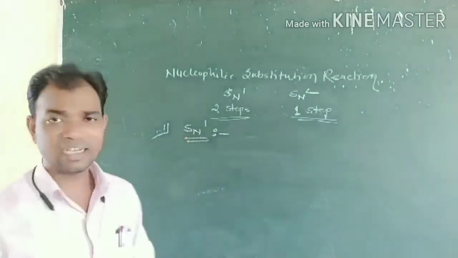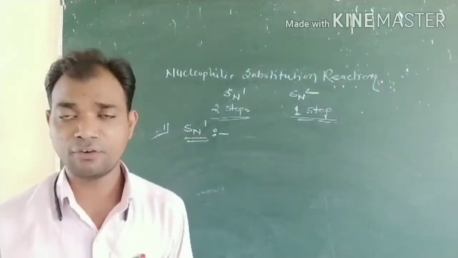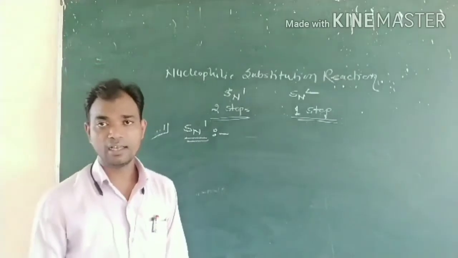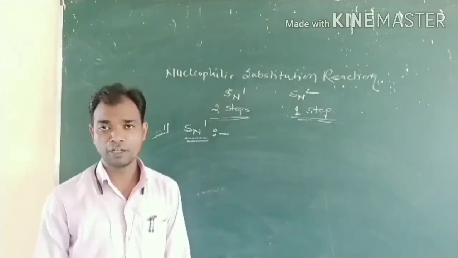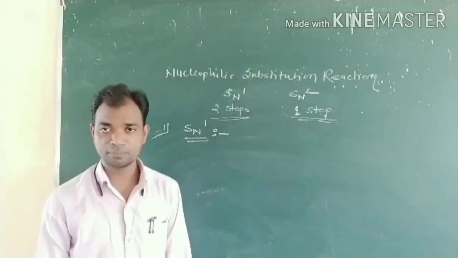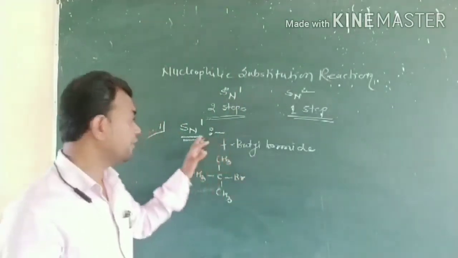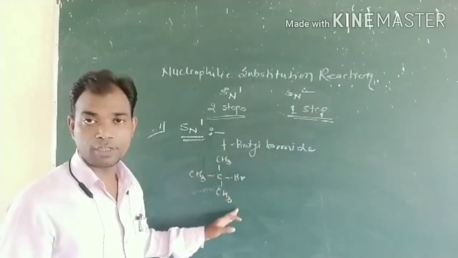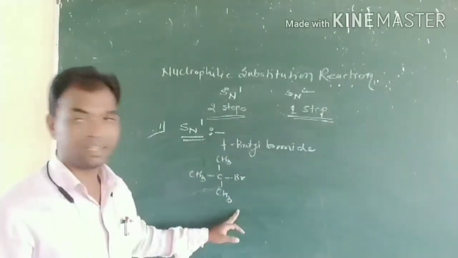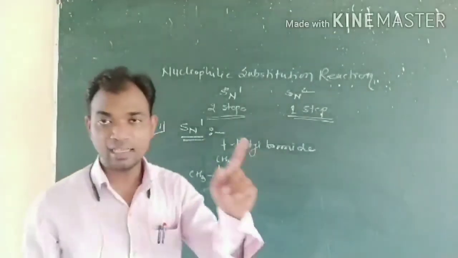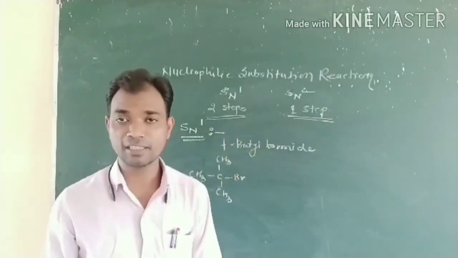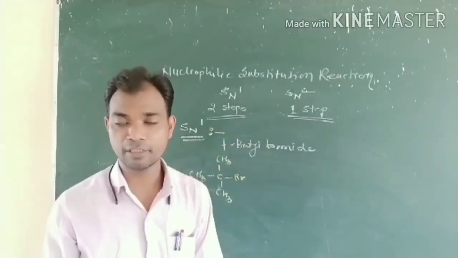Here S stands for substitution, N stands for nucleophile, and 1 stands for unimolecular reaction mechanism. The best example is the hydrolysis of tertiary butyl bromide, in which the SN1 reaction mechanism is a two-step reaction mechanism.